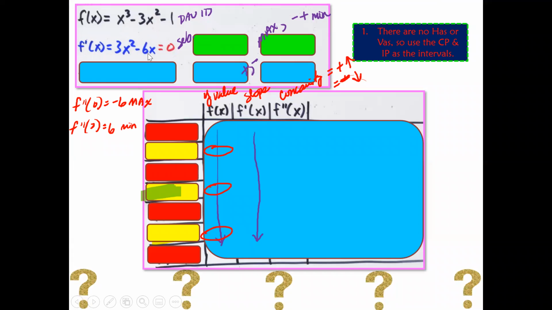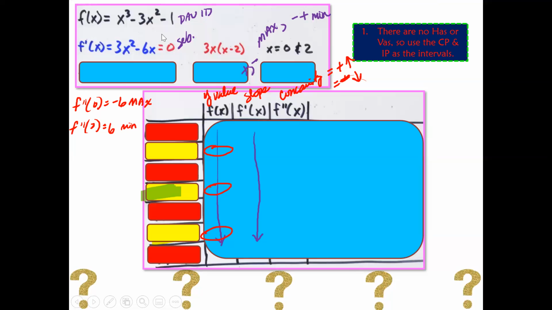If you look at this, you can factor out a 3 and an x, in which case you have 3x(x minus 2) set equal to 0 for your critical points. There are going to be 2 of them. The first one is 0. The second one is a positive 2. You're going to use these 2 points to test for max and min.